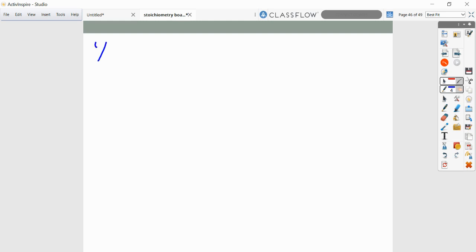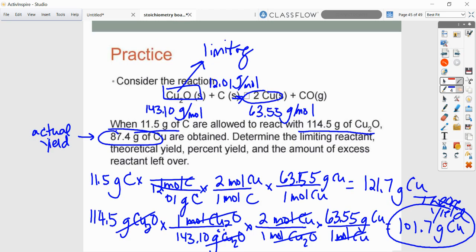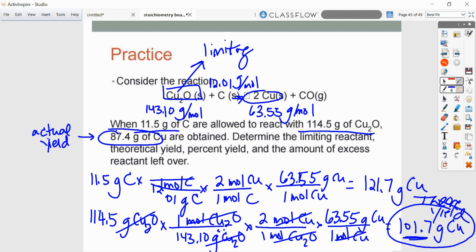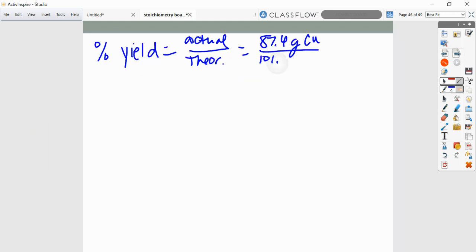If we want to calculate percent yield, from the prior screen we said that we had the actual yield, which was 87.4. So actual over theoretical: 87.4 grams of copper is what we got, and we were expecting 101.7. If we do those calculations, our percent yield in this case is 85.9% yield.